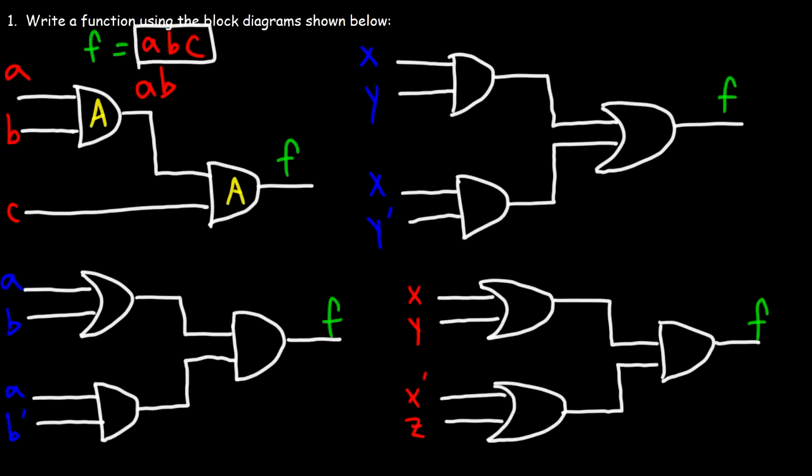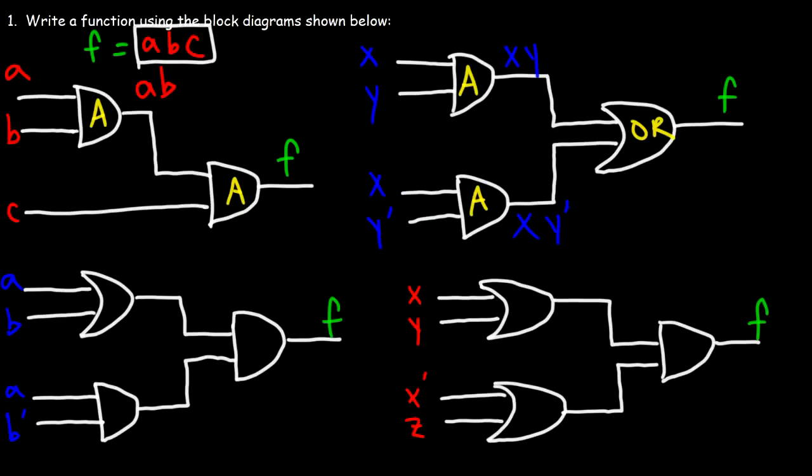Now what about the second one in the upper right corner? Feel free to pause the video if you want to try it yourself. So let's begin by identifying each logic gate in the circuit. We have two AND gates, and here we have an OR gate. The output of an AND gate is going to be basically the product of the inputs. So this is just going to be x times y, and here the inputs are x and y prime. So this is going to be x y prime.